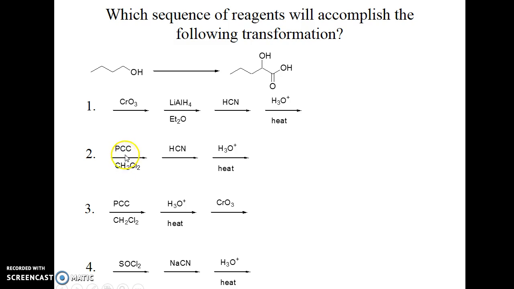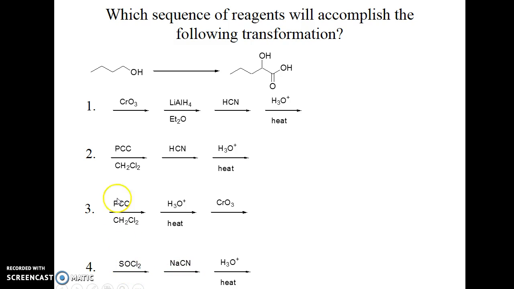Let's look at number 2. PCC would take this to an aldehyde. Treatment with hydrogen cyanide would cause the cyanohydrin to be formed, and then hydrolysis of the cyanohydrin would give you this. Because what does this do? PCC causes this to be an aldehyde. The hydrogen cyanide would put cyanide on here and a hydrogen back on this. Then the cyanide, the CN, could be hydrolyzed with acid to form this group. So this would give that product. But let's check with this one to see if this possibly could.